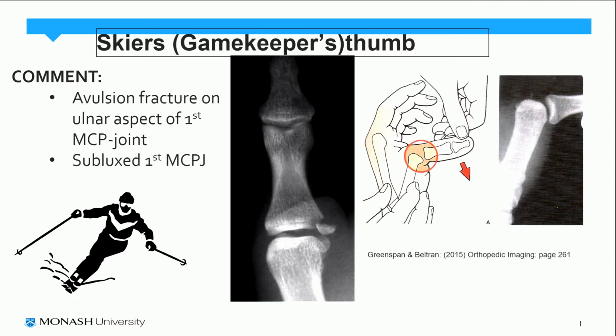The next injury is a skier's or gamekeeper's thumb, and what we see in these patients is an avulsion fracture on the ulnar aspect of the first metacarpophalangeal joint. It could also have a subluxation of the first metacarpophalangeal joint. Here we can see on the diagram in the middle and then on the image on the right.